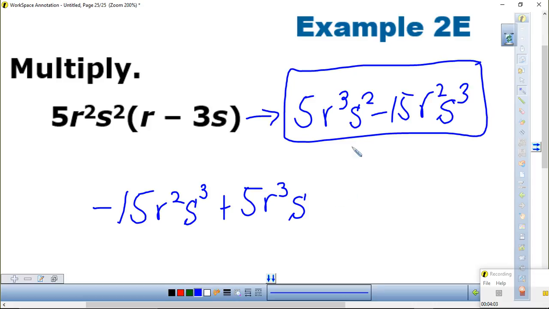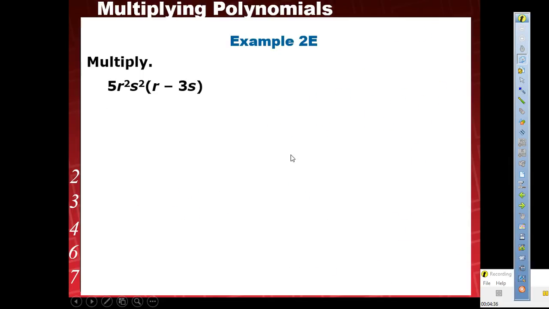So now some of you wrote, like Julian says, negative 15r squared s cubed plus 5r cubed s squared. Why could you interchange it? What is the degree for this term? And this one? So could we switch them? Yeah, either way will be correct on that one. The s is supposed to be squared. Yes, you did square it. Right, thank you.